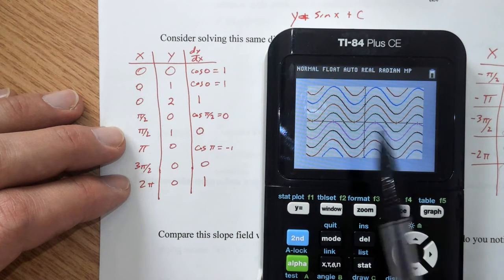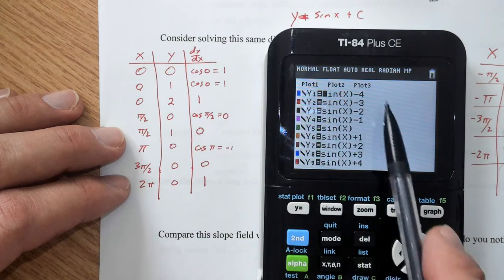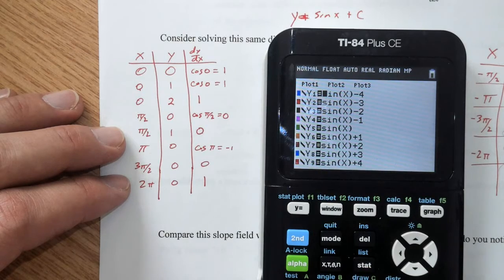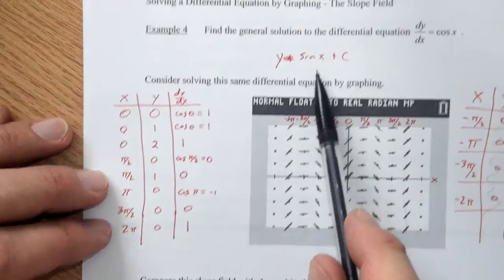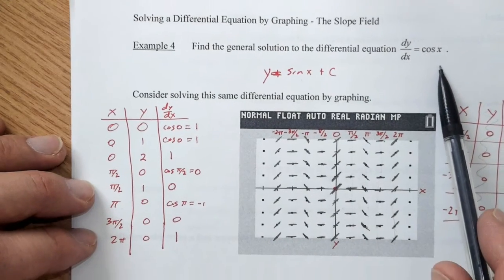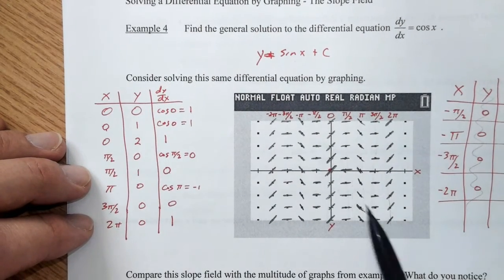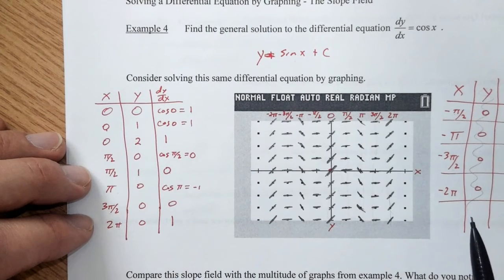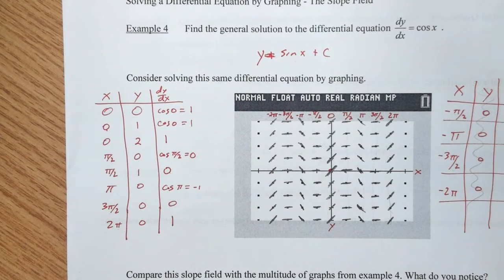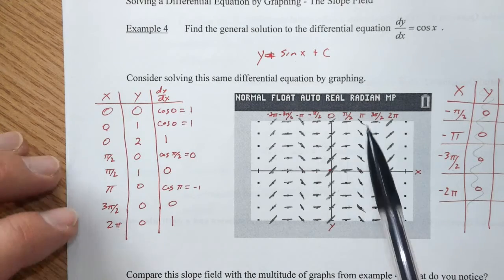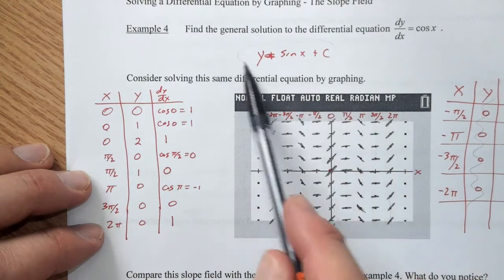But remember, right here, this is all of our sine functions. Over here, we created this, but we didn't use sine at all. We used cosine. We used the derivative to create the general solution. Now, that's the idea behind a slope field. Okay, you're still coming up with the answer. The answer is sine x plus c.